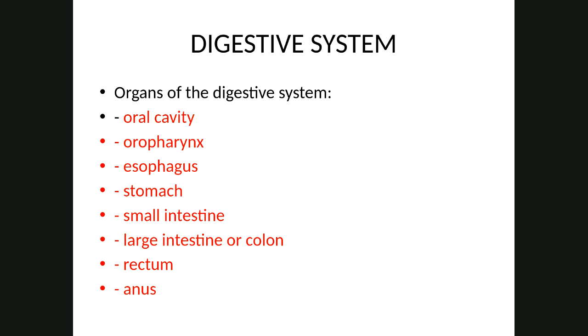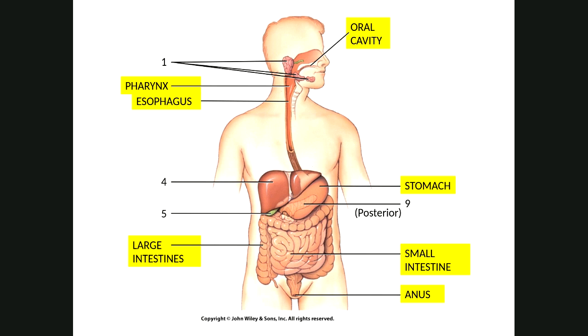So let's get started. We start with the oral cavity, then the oral pharynx, esophagus goes down into the stomach, right? The stomach is met by HCl acid, goes into the small intestine, then into the large intestine or colon, and then there are three sides to the large intestine: the ascending, transverse, and descending, down the rectum and out the anus.